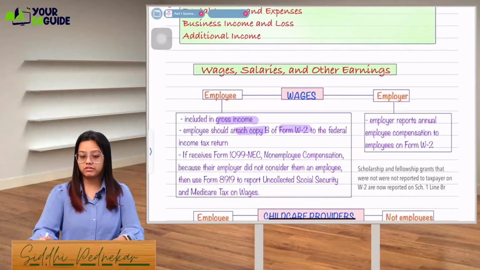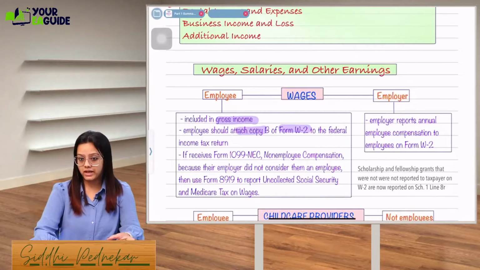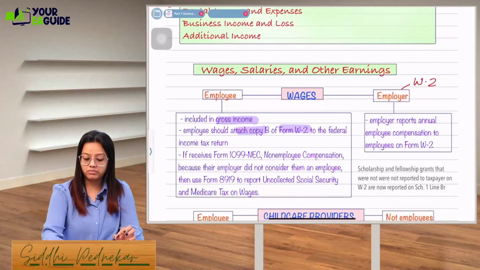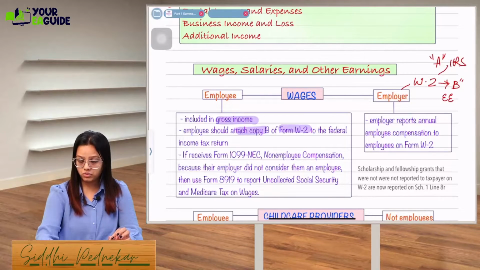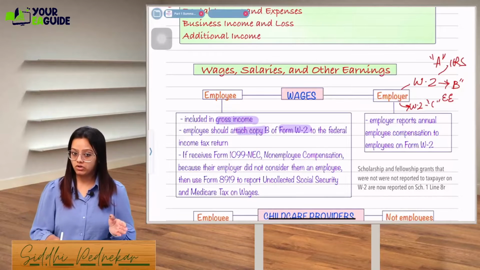The employer, when they pay the wages to the employee, obviously will be reducing certain taxes in the form of payroll tax and all, right? So the employer is going to file a W2 form with the IRS. They'll give you one copy, copy B. Copy A will go to the IRS, copy B will go to the employee from whom the payroll taxes are deducted, and copy C will be retained by him for future records. So being an employee, it will be included in the gross income.